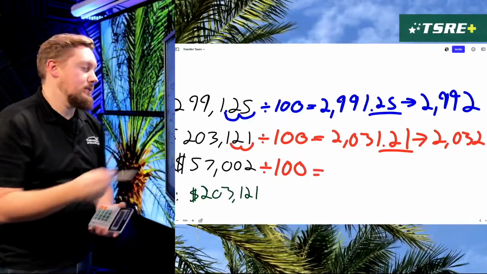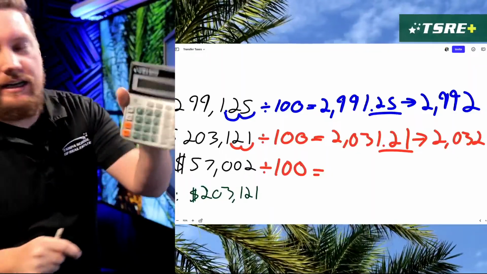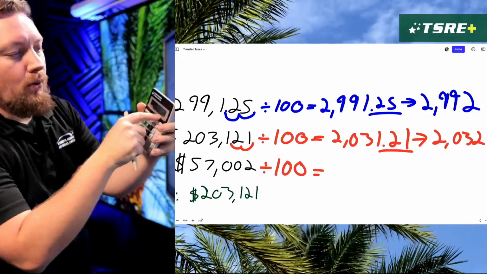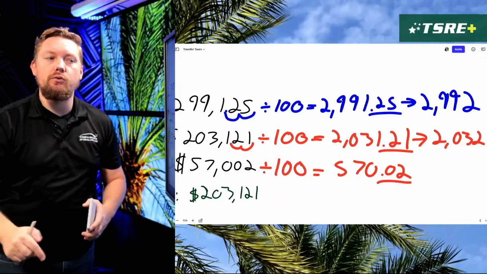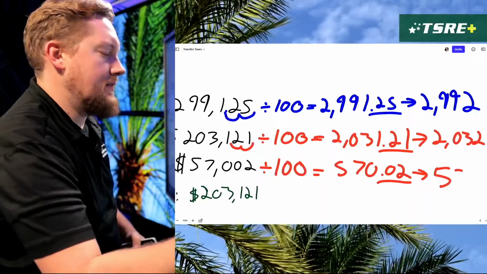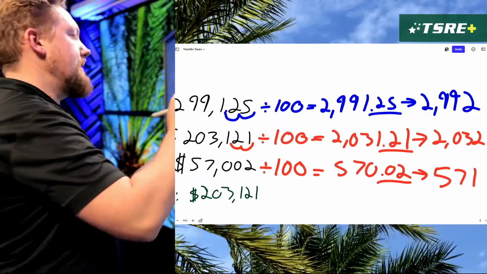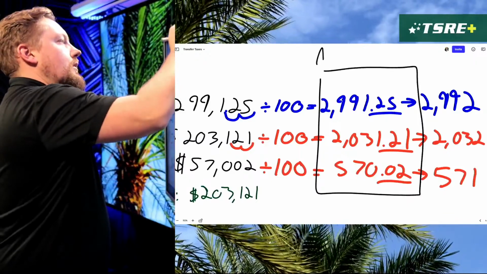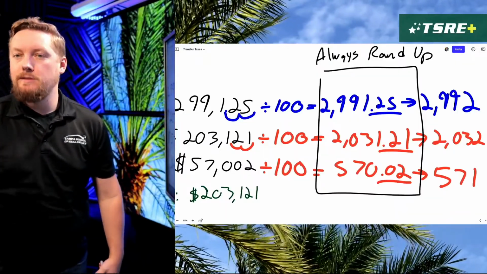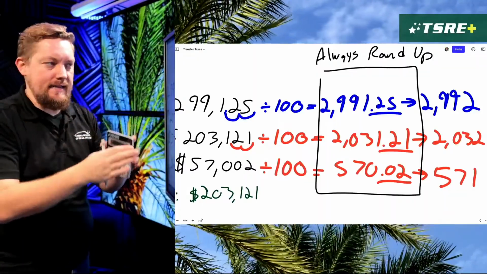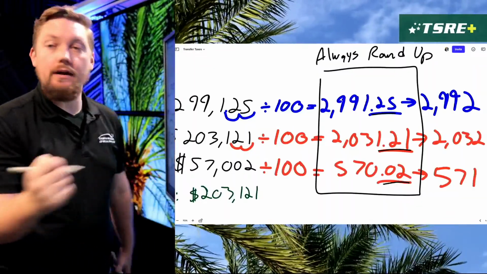And then we're going to have to do that one more time down here, because when we take 57,002 and divide that by 100, that's going to give us 570.02. And even the 0.02 is enough to have to go to 571. So the point being here, always round up when we're talking about stamps. When we're talking about transfer taxes, the stamps associated with the deed or the notes, you always have to round up for any fraction of a stamp.